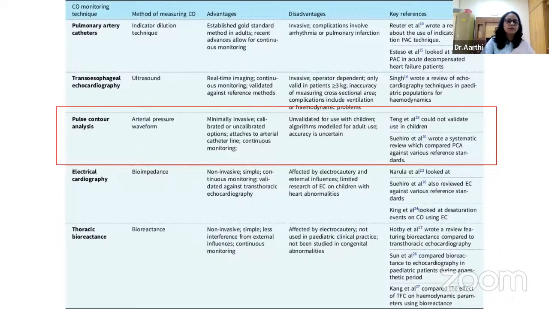So to summarize, the pulmonary artery catheters use what is called the indicator dilution technique. And with that, one can measure the cardiac output either continuously or in a single stage, depending upon what type of pulmonary artery catheter we are using. And pulse contour analysis, what I was talking about earlier, analyzes the arterial waveforms, which is minimally invasive. There are both calibrated and uncalibrated techniques, and these can be used for continuous monitoring of the stroke volume. They also give us the stroke volume variation, which predicts the responsiveness to fluid status.